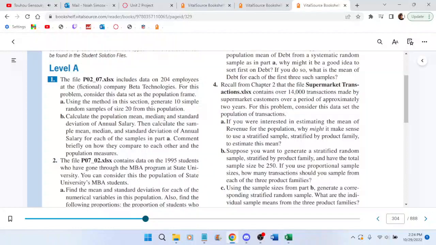Also, they didn't tell you to get the sampling or the standard error. They said standard deviation.